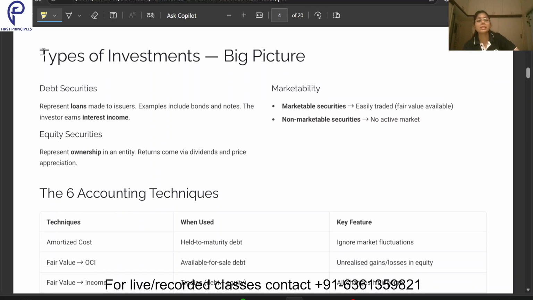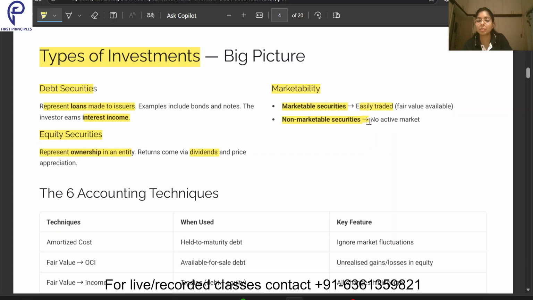Now coming to the types of investments, we have two types. One is the debt security, which represents a loan. We have given a loan to other people. The other kind of security is the equity security. That means we have purchased ownership in a particular entity. In case of debt securities, we will get interest income. In case of equity, we are going to get dividends. Then what is the marketability of these securities? That is whether they are marketable or non-marketable. If they are marketable, that means they are easily traded.